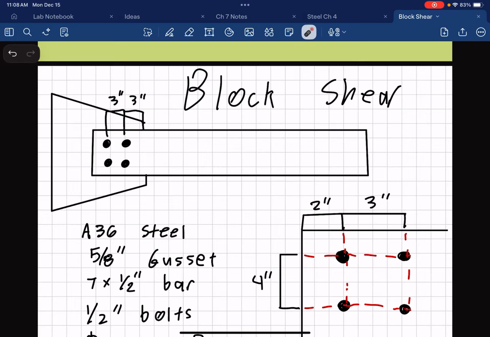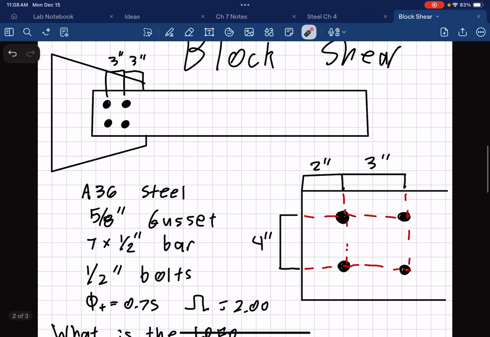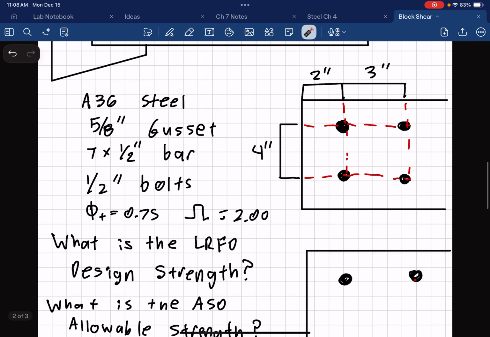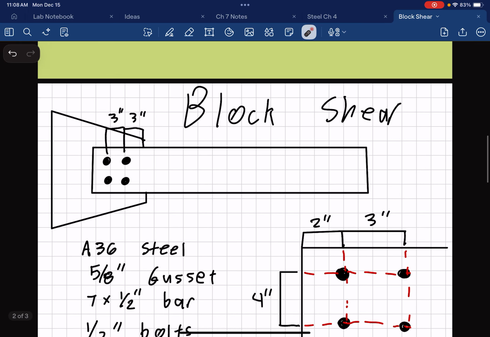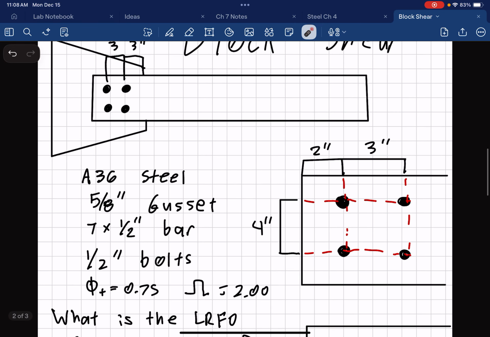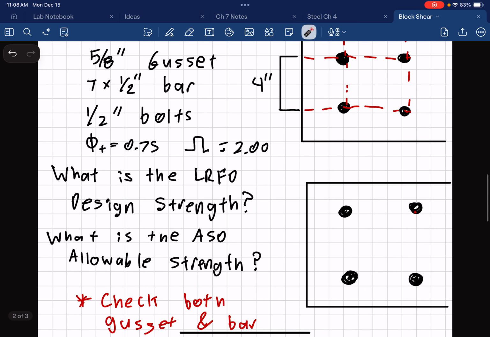In this video, we're going to compute the block shear strength of a tension member system. In this problem, we're specifically going to calculate two different block shear values, one for this gusset and one for this bar. We're told that both members are made out of A36 steel. The gusset is 5/8 of an inch thick. We have a 7 by 1/2 inch bar, and the connection is made of 1/2 inch bolts.